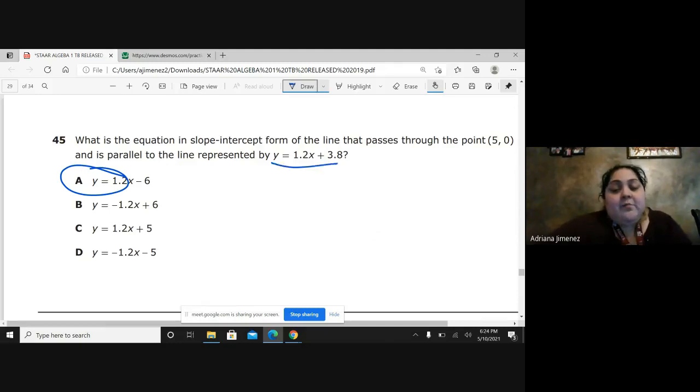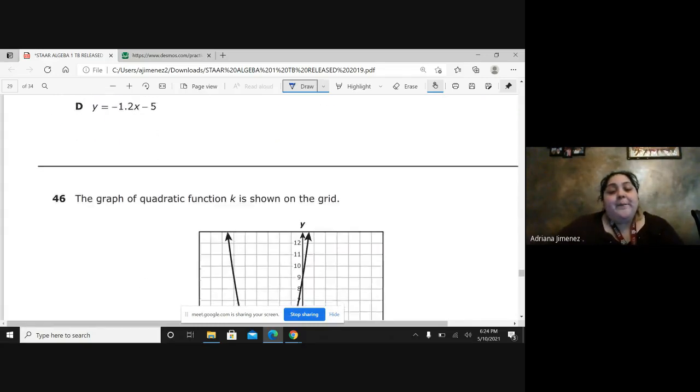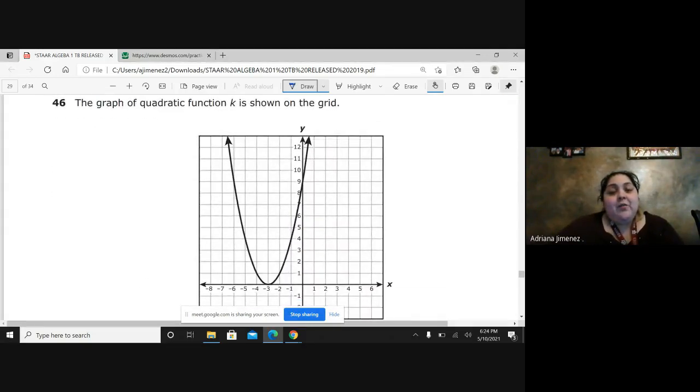So we graphed this one and we typed in that, and then we typed in the answer choices. Figured out which one was not going to intersect because that's what parallel means. And then which one was going to go through that ordered pair. So we got the graph, the quadratic.